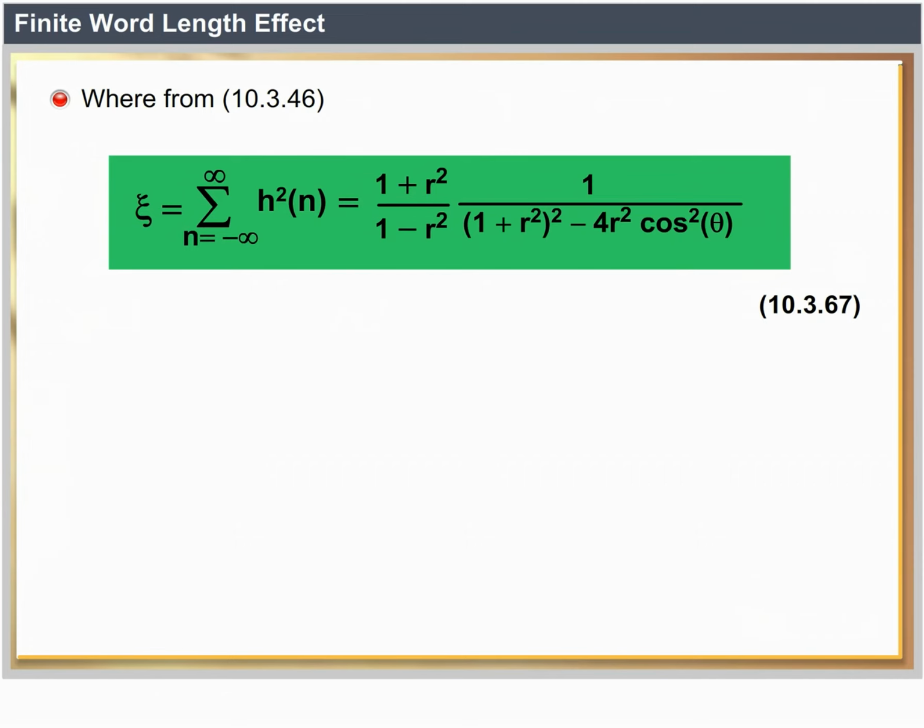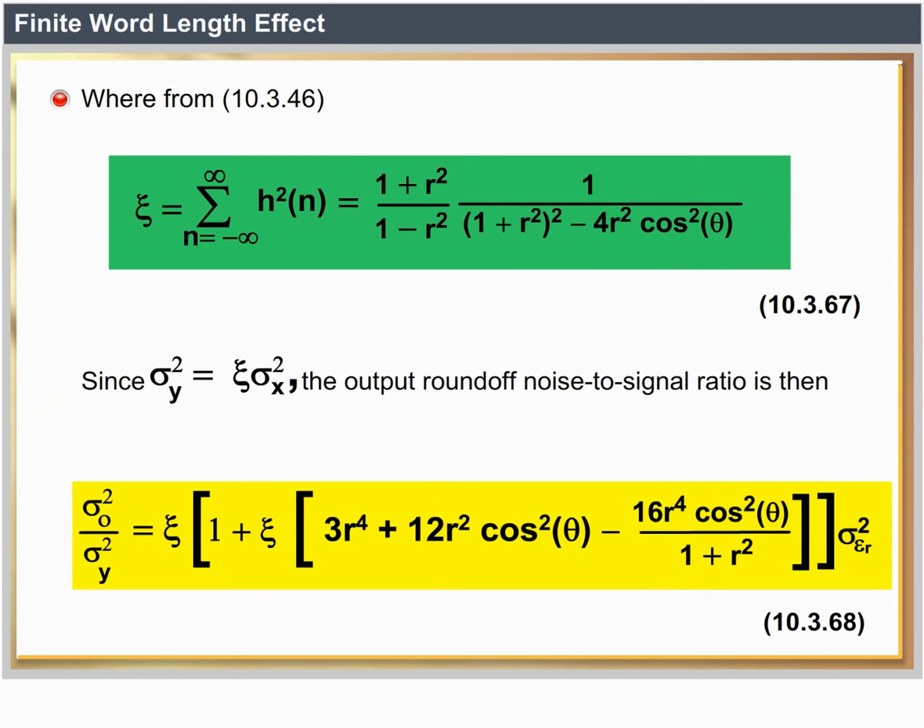Since sigma y square equal to epsilon into sigma x square, the output round off noise to signal ratio is then sigma naught square divided by sigma y square equal to epsilon into within the bracket 1 plus epsilon into within the bracket 3r power 4 plus 12r square into cos square theta minus 16r power 4 into cos square theta divided by 1 plus r square, outside the bracket sigma epsilon r square, is called equation number 10.3.68.